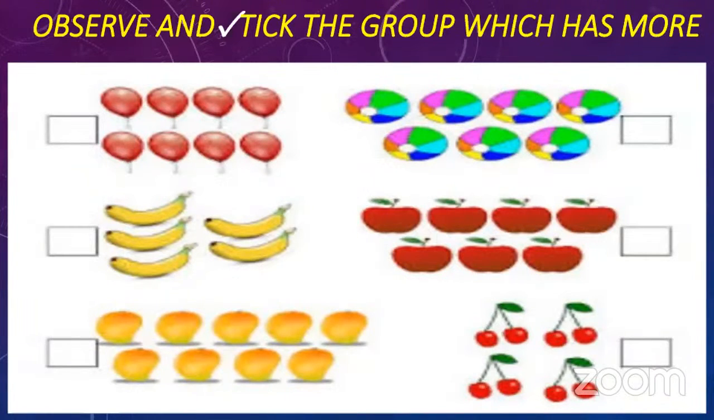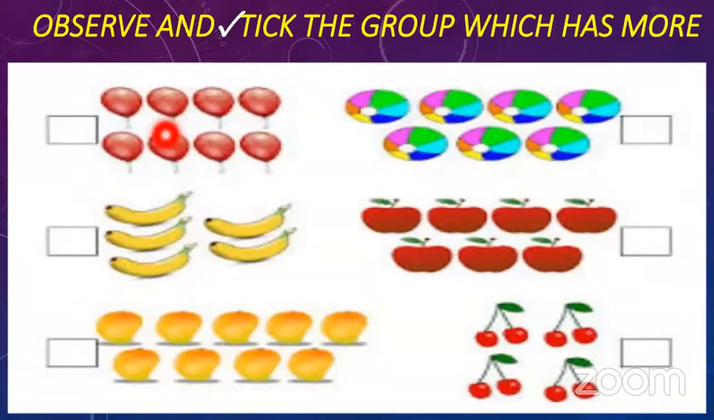Look at here, children. What do you see in this picture? You see here some fruits or some other things. Okay. So look at here. What is written here? Observe and tick the group which has more.